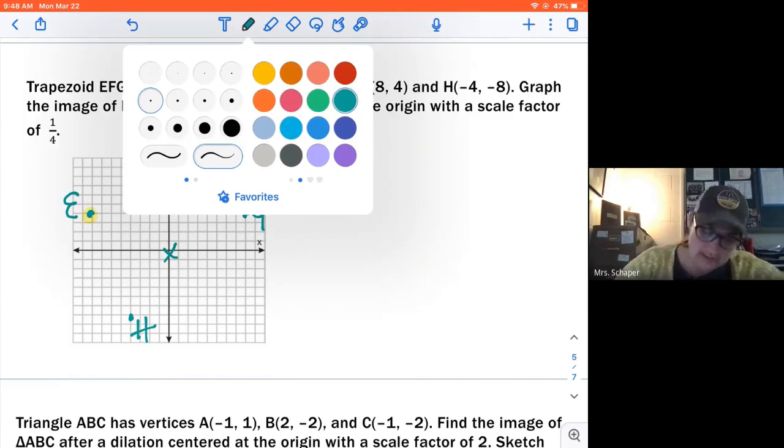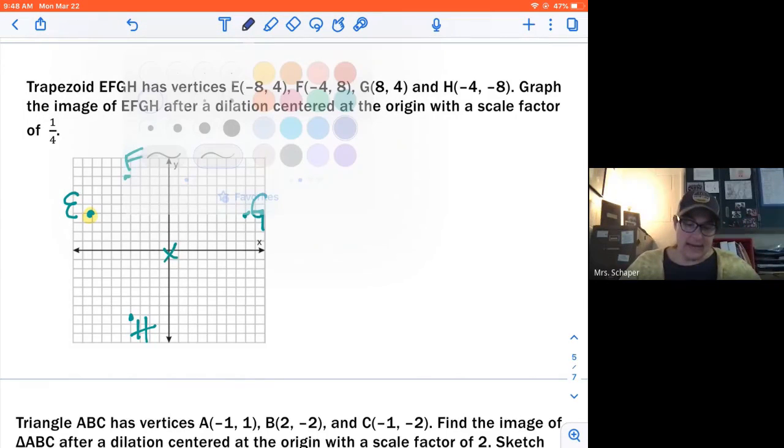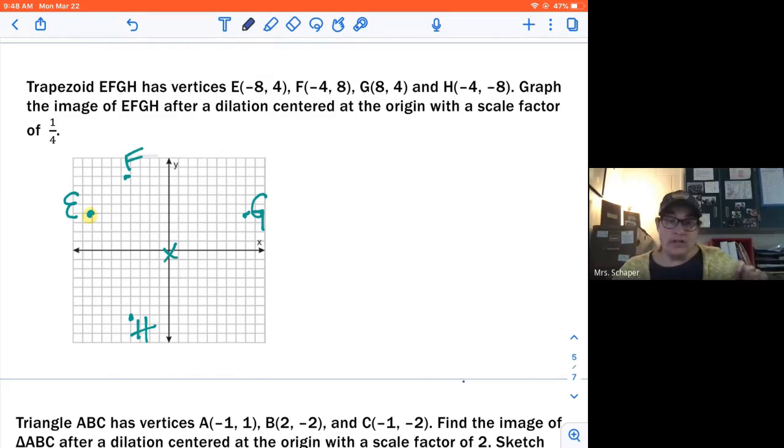So when I do this, I've got -8, 4. -8 times 1/4 is -2, and 4 times 1/4 is 1. So E prime is going to be -2, 1. And then F is going to be -1, 2. That's going to be F prime.